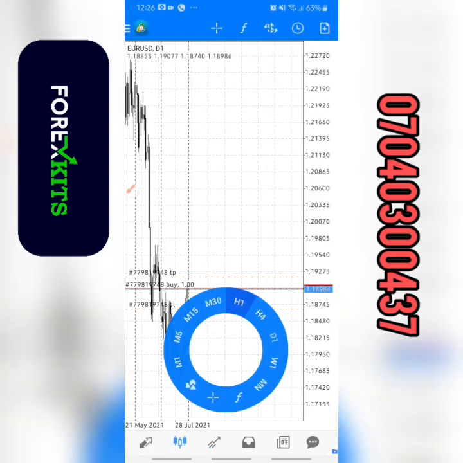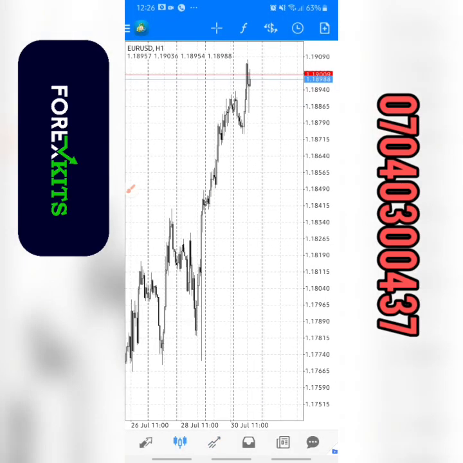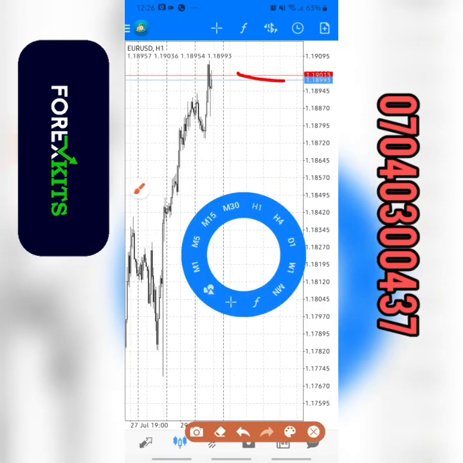So let's say that we have noticed where price currently is and we don't feel that it is safe to get into a buy trade right here where price is right now.